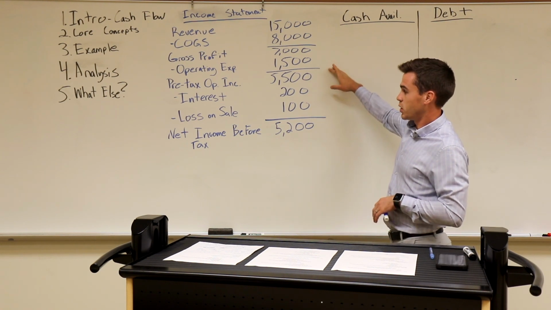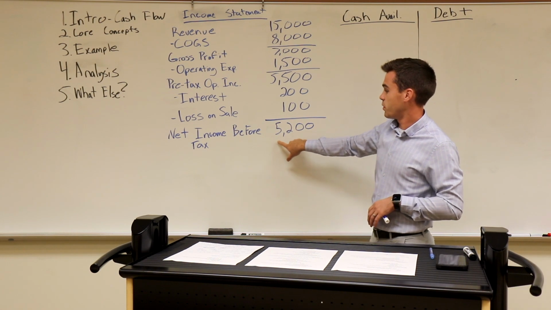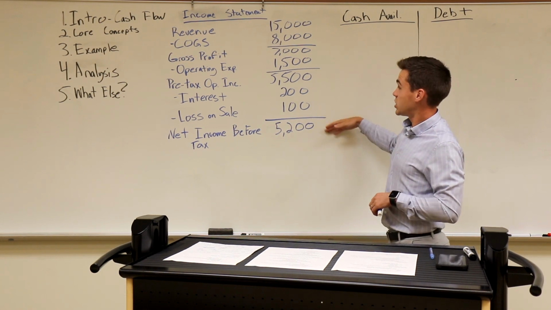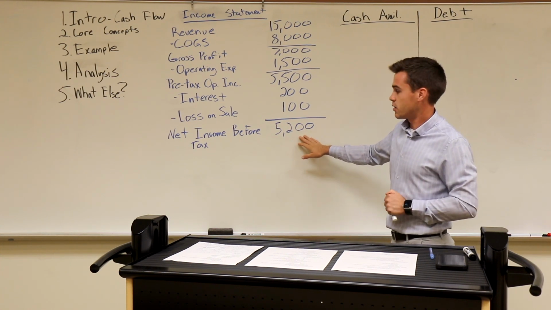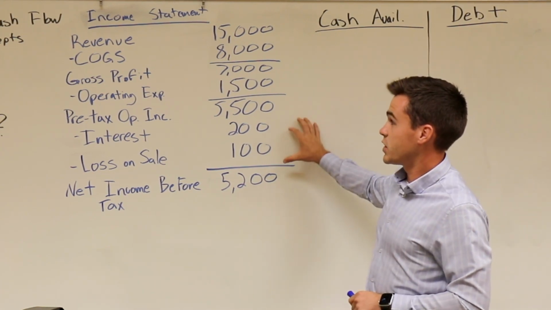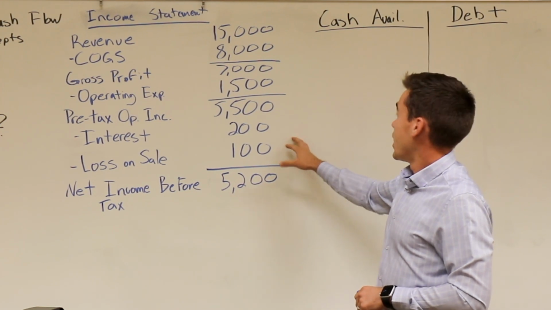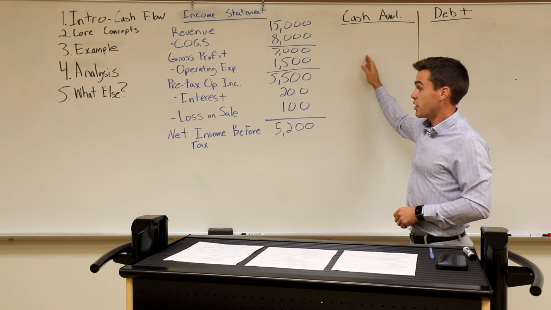So now their pre-tax income minus these two items gets you to a net income before tax. This is essentially the summation of all of their operations. This is what they've done as a business in that year. So what we're doing with the cash flow analysis is taking this income statement, the history of how they've performed, and applying that to figure out how much cash they're generating.